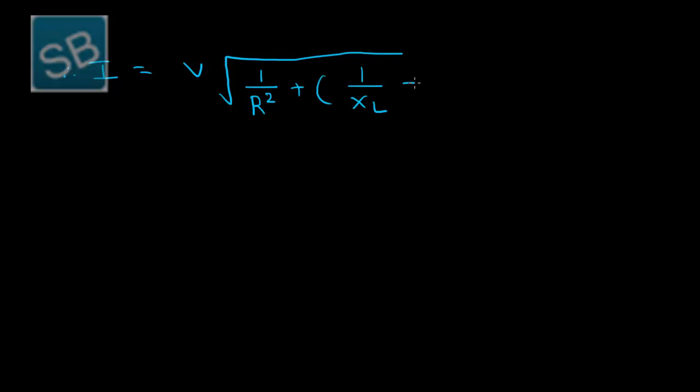Therefore, I is equal to V under root of 1 over R square plus 1 over XL minus 1 over XC whole square.